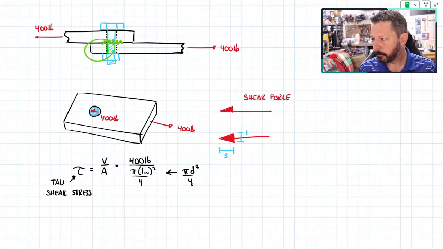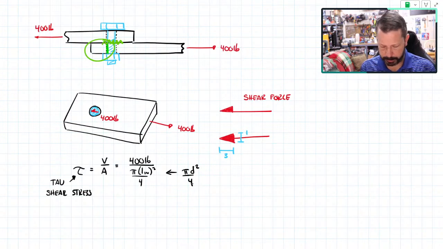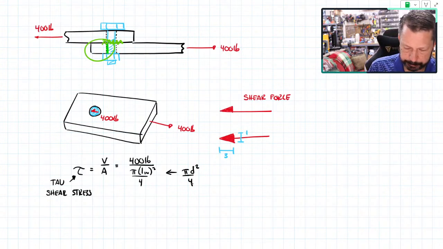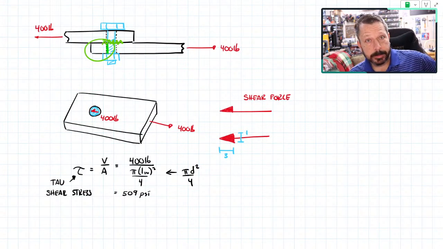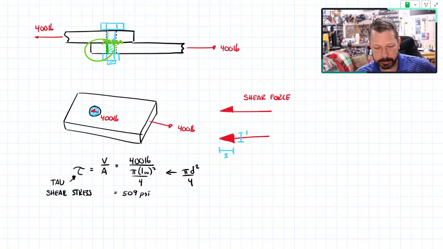All right, so let's see what this equals. I've got pi times 1 squared, so that's 1. Pi over 4, and I've got 400 divided by that, 509 psi. So still not a lot. Remember, if this is also a steel bolt, then the yield strength, elastic strength, is going to be in the 36,000 range. The shear strength is going to be around half that, so 18,000 psi, and I'm at 500 psi. So plenty of safety factor on that.